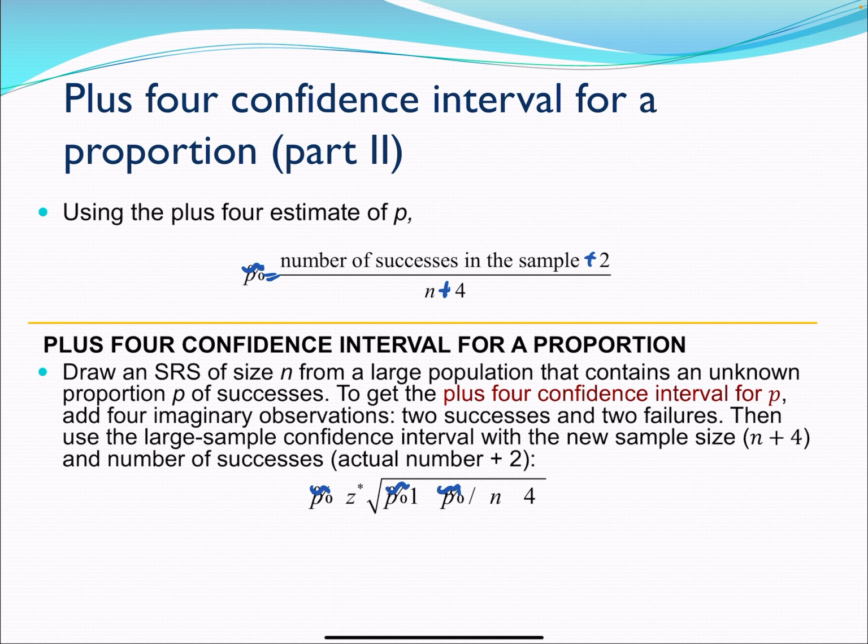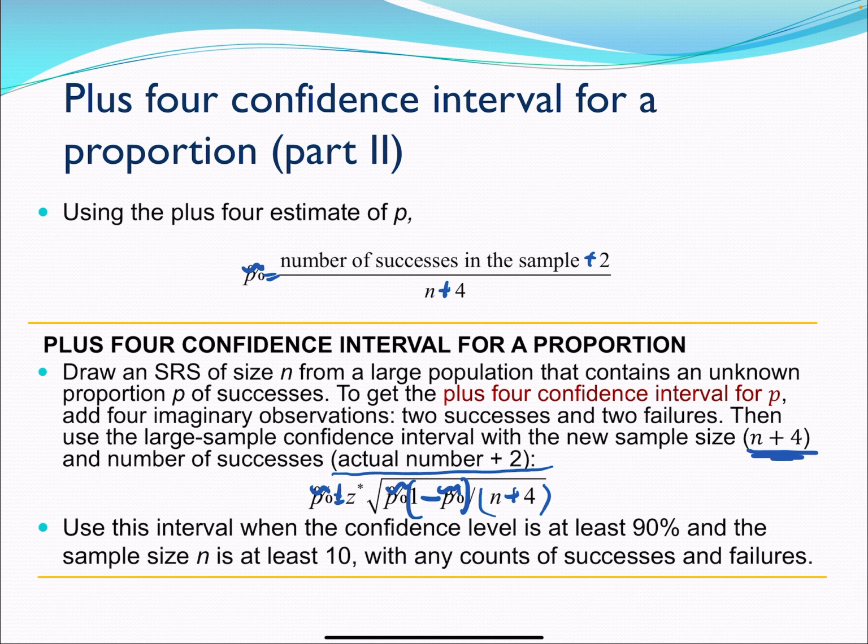So to get the +4 confidence interval for P, you add 4 imaginary observations, 2 successes and 2 failures. Your new sample size is n plus 4, and your new number of successes is adding 2. So you have P tilde plus or minus z times the square root of P tilde, which is our adjusted P, times 1 minus P tilde over n plus 4. And we can use this interval when the confidence level is at least 90% and n is at least 10, with any counts of successes and failures. This makes it more accurate and more applicable because we can use it for a smaller sample size.